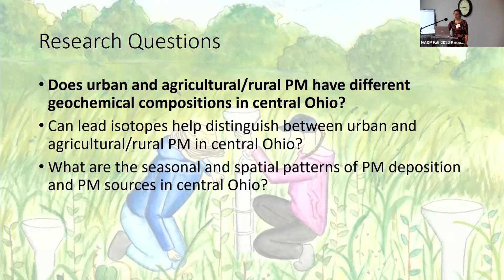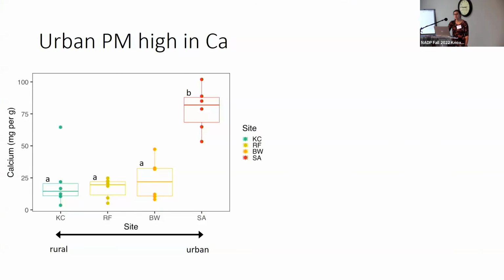In terms of the geochemical composition, right off the bat, we can see that the urban particulate matter is really high in calcium. This is not at all surprising, and it was an expected result because we see that in the liquid chemistry as well. We analyzed the liquid fraction as well. This urban particulate matter, construction dust, road dust, is really high in calcium.